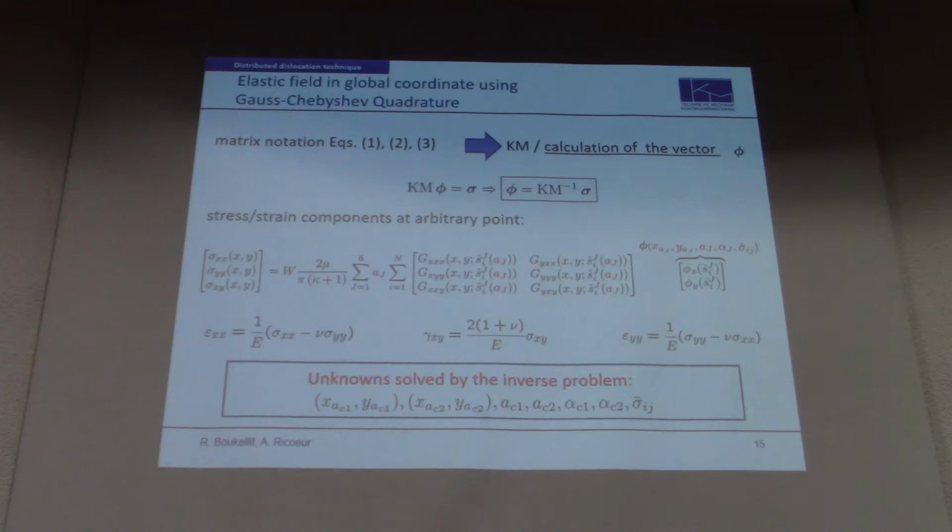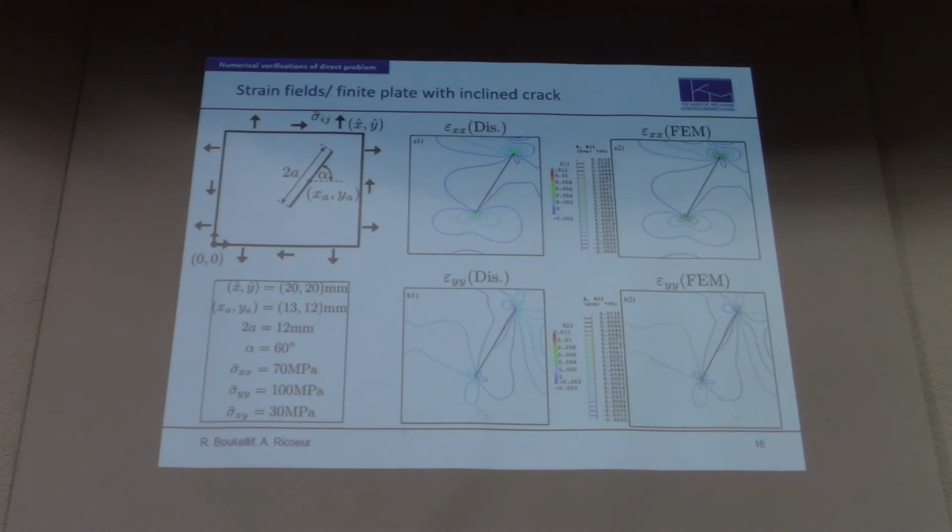So in the direct problem, these parameters are known, so the crack length and the crack inclinations and the crack positions are known, but in the inverse problem, these parameters are unknown. So now I come to the results of the direct problem.